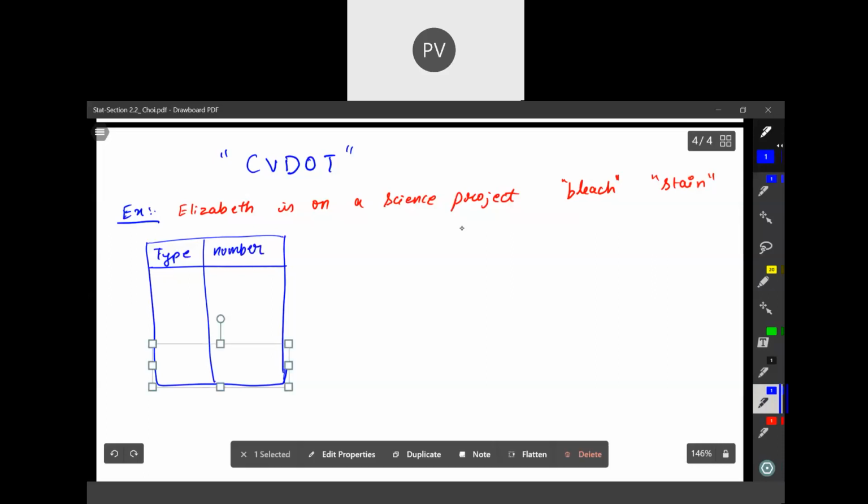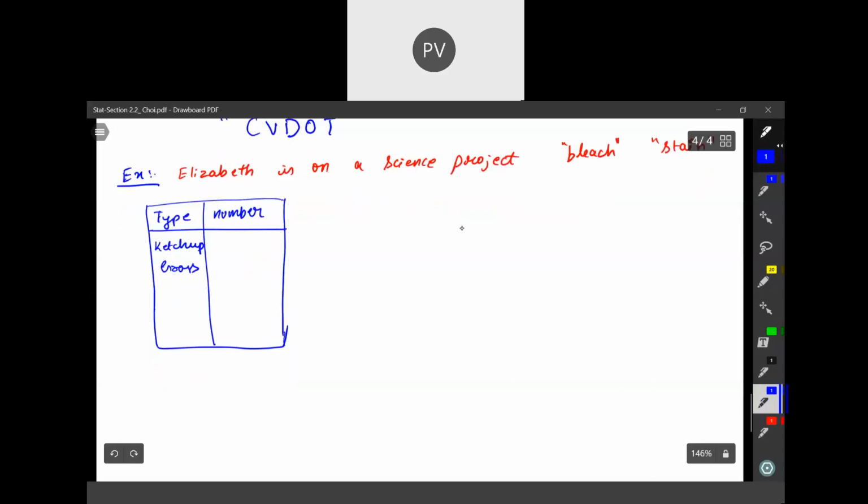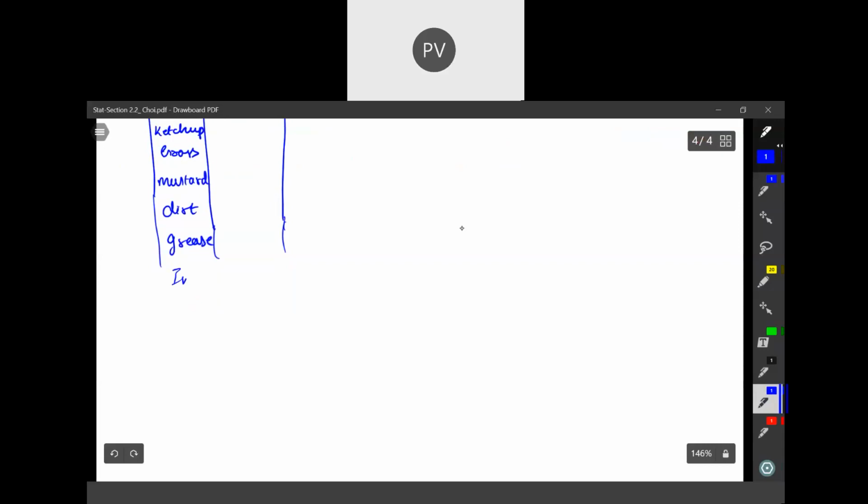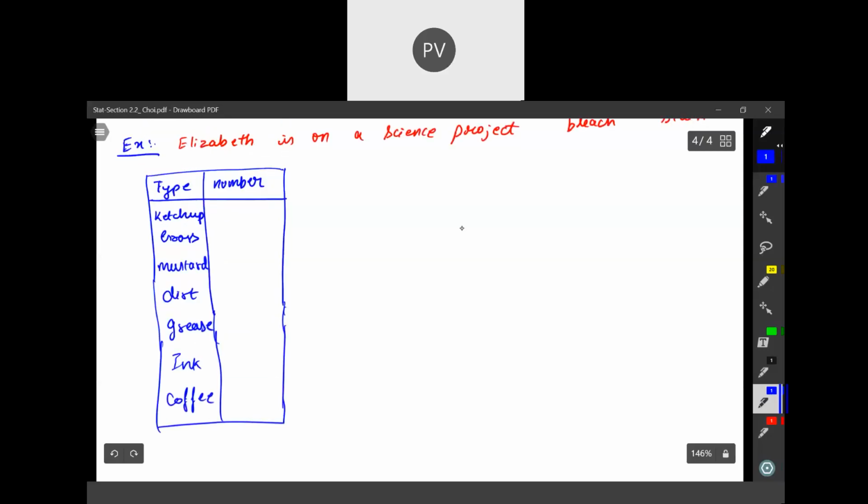Okay, for example, we have ketchup, grass, mustard, dirt, grease, ink, and pot. Now, the number of her experiments will be like this.